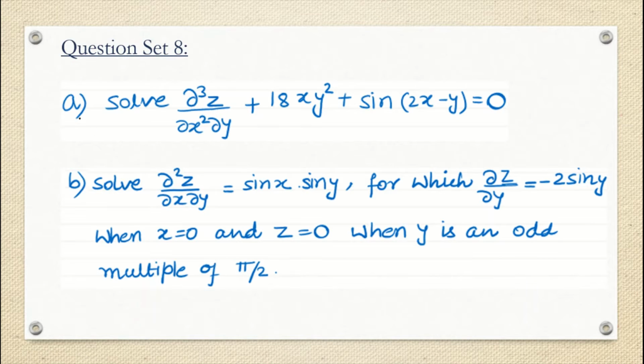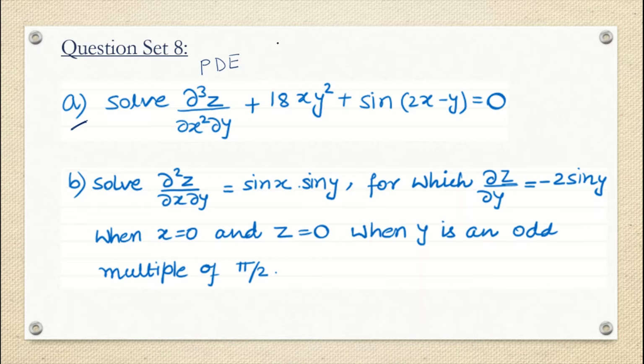Okay, so for that I'll just show you the question. Suppose these two questions we are going to solve in today's class. So just focus on this first question. Here it is written: solve del 3z by del x square del y plus 18xy square plus sine 2x minus y equals 0. Okay, so what you can notice here is that the question given to you is already a PDE. Fine, no? So the PDE is given to you and you have to find the solution of PDE.